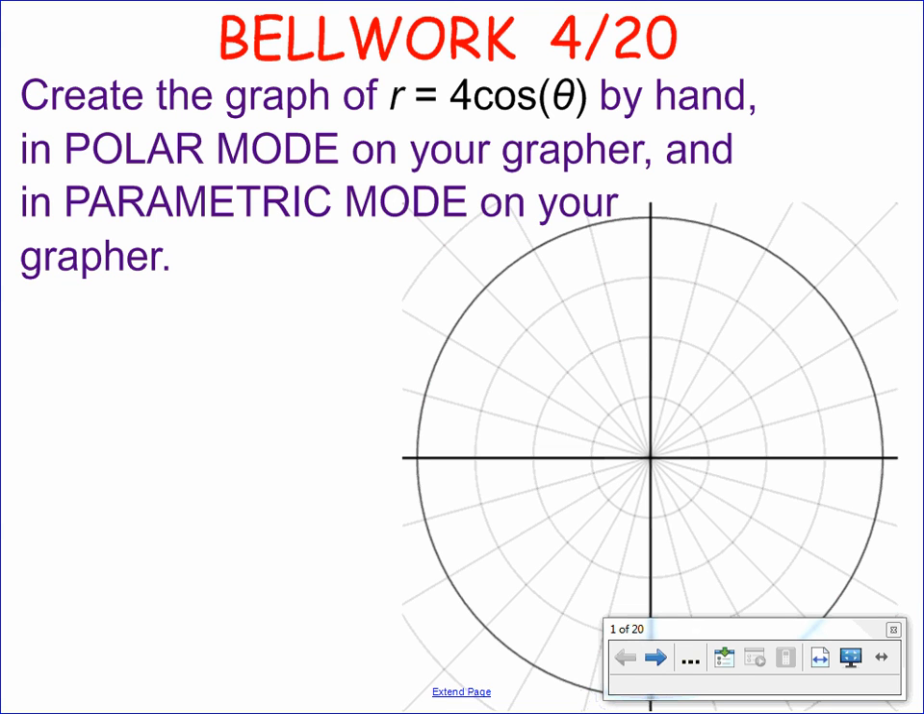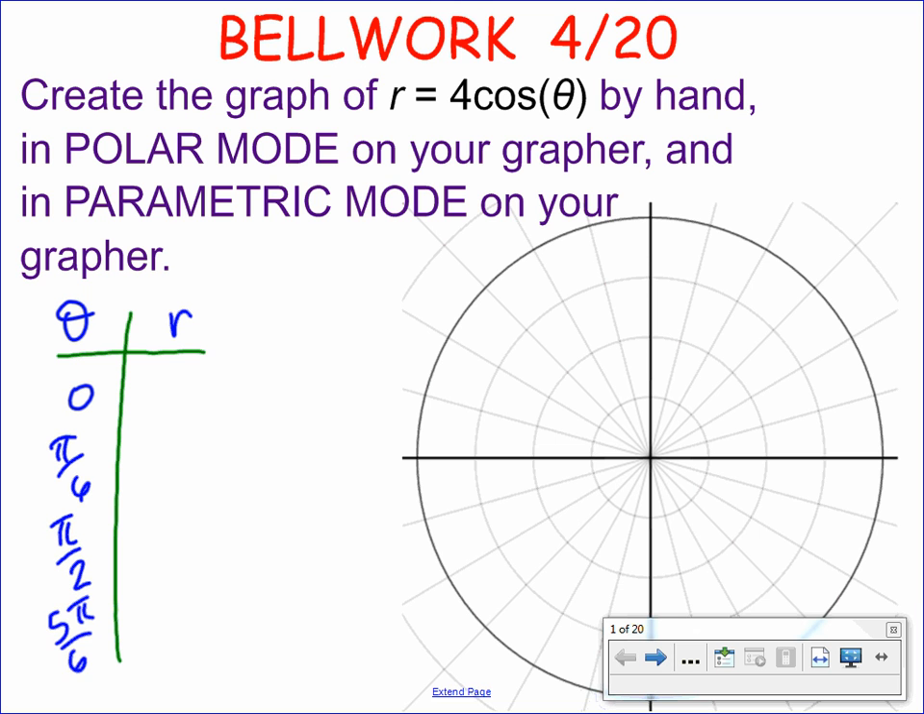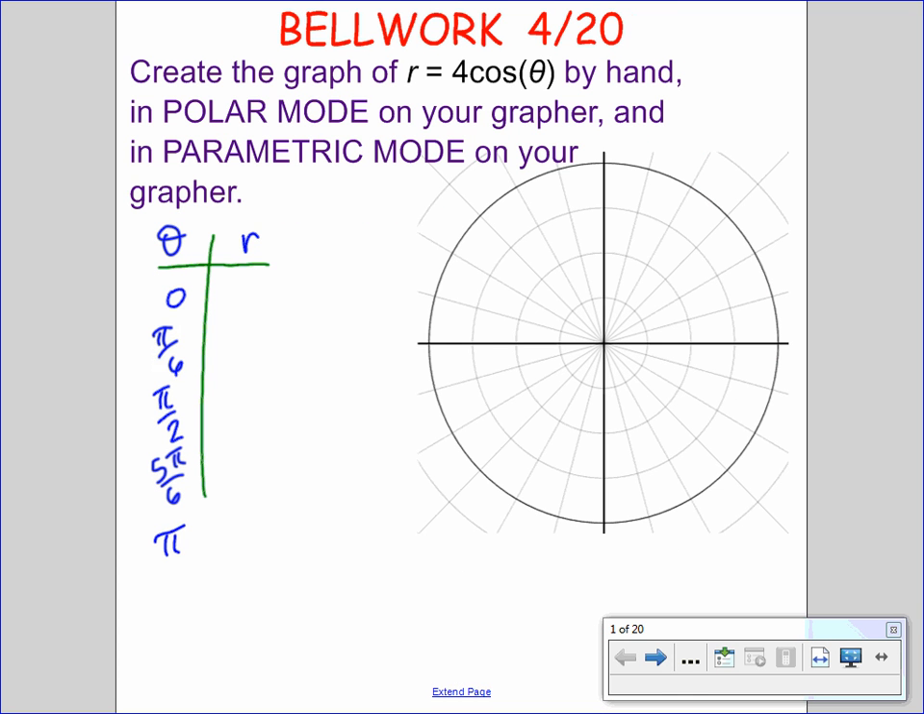Welcome, ladies and gentlemen. So let's remind ourselves about the graph of r equals 4 cosine theta. We can generate this picture quickly by hand, because we've already sketched this last class. If we choose direction angles theta and plug them into r equals 4 cosine theta to generate points, I could choose values like 0, pi over 6, pi over 2, 5 pi over 6, and pi. I think we'll get all the way around.